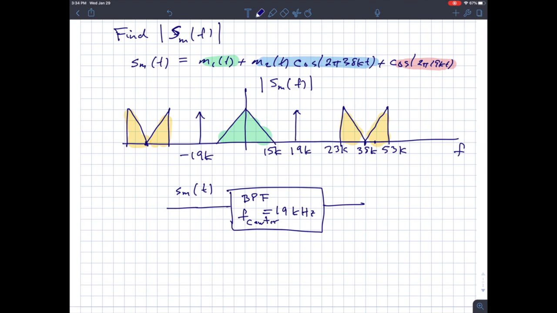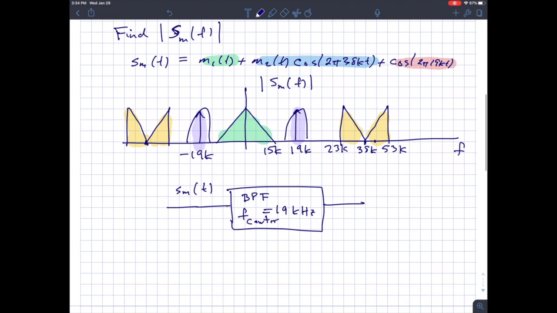Sorry, my computer just fired off. This bandpass filter is just going to select these two terms at 19K. All right, so coming out of the bandpass filter that's centered at 19K, so think of it this way, bump, bump. Then what we get is an oscillator.